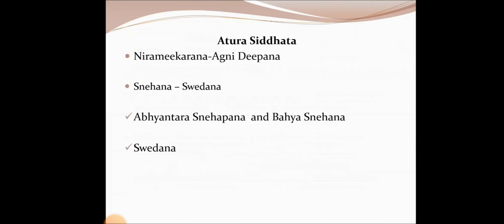Next is Atura Siddhata, meaning the points coming under this are Niramikarana, that is Agni Deepana, and Snehana and Svedana. In Snehana, there is Abhyantara Snehapana and Bahya Snehana, and Svedana is there. These are the Atura Siddhata. For making this Agni Deepana, we must do Deepana Pachana. Next, Abhyantara Snehapana and Bahya Snehana are done. Also, Svedana is done.